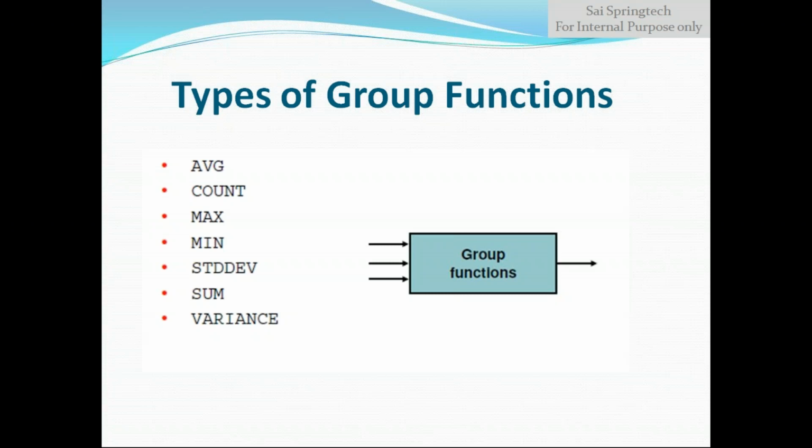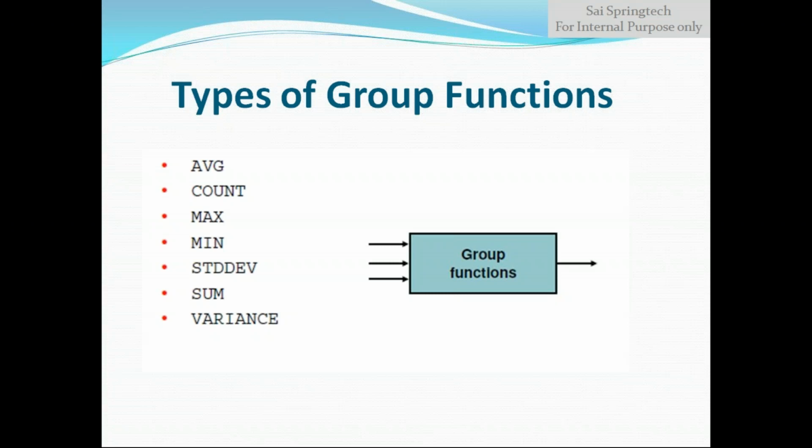So what does average, AVG, do? AVG gives me the average value, ignoring the null. What does count do? Count gives me the number of rows, and there are different options that I can give in count. I can give star, I can give distinct, I can give an expression or the column. So I can do a lot of things. Then what does max do? Max gives me the maximum value of whatever expression or column I pass. What does min do? Min gives me the minimum value.